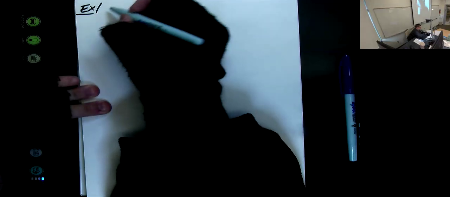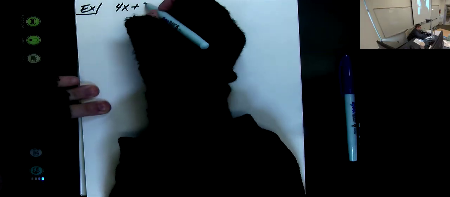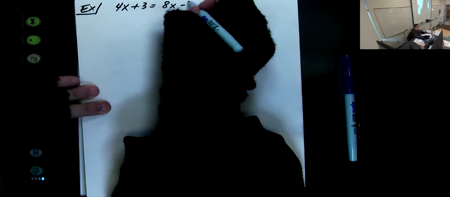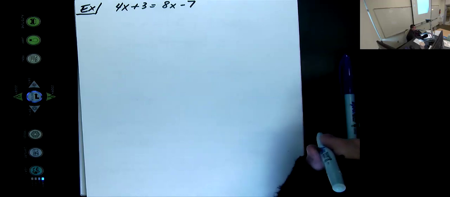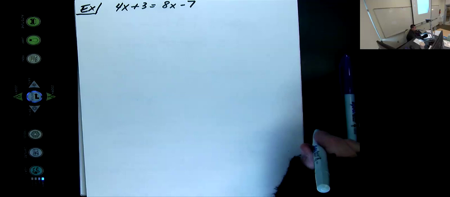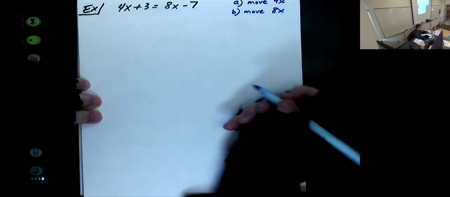Next example. Let's kick it up a notch. 4x plus 3 equals 8x minus 7. Now we've got x's on both sides. We want to gather the x's on one side. You have two choices. Choice A, move 4x. Choice B, move 8x. Either works.